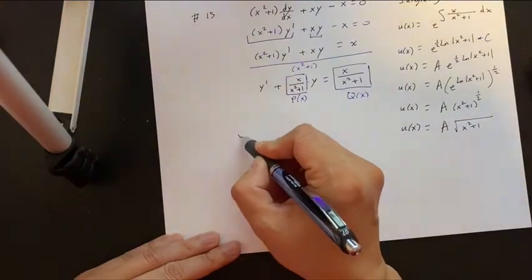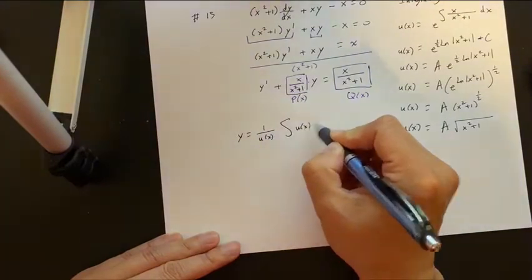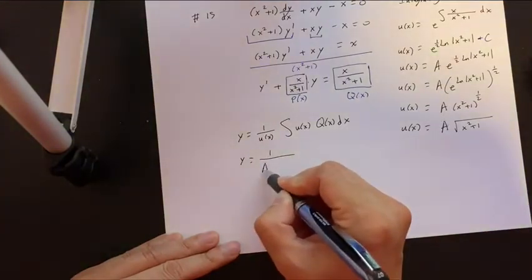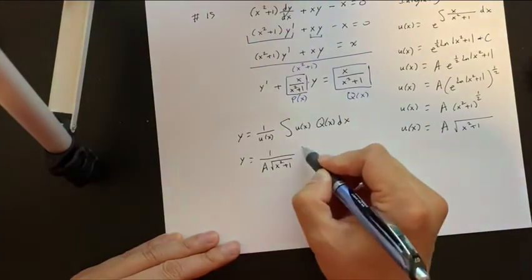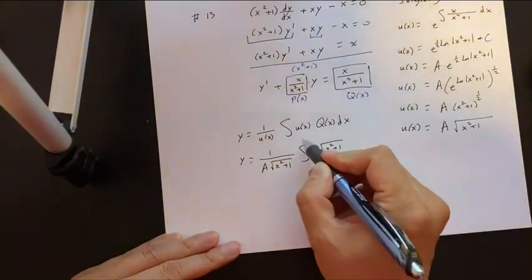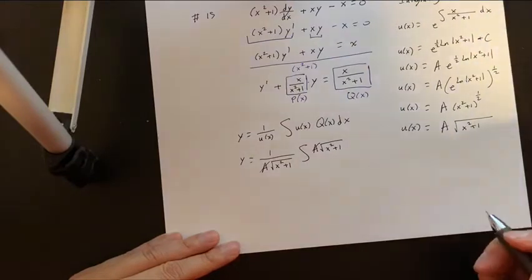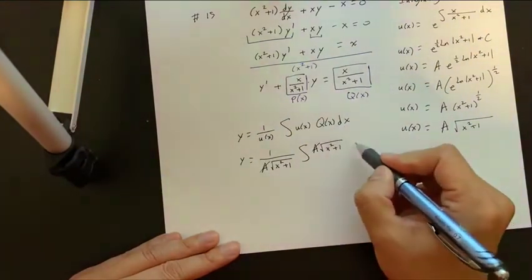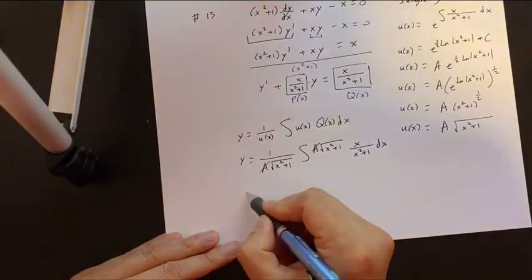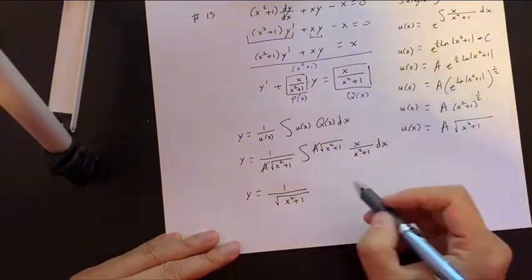So what is my solution? It's going to be 1 over u of x, the integral of u of x times q of x dx. So that's going to be a square root of x squared plus 1. And here's a square root of x squared plus 1. And you see how this a will just come out in front, and it'll just cancel out with that a. So in the end, you can just ignore that a. Okay? And what is my q of x? It's going to be x divided by x squared plus 1 dx. So my solution will look something like this.